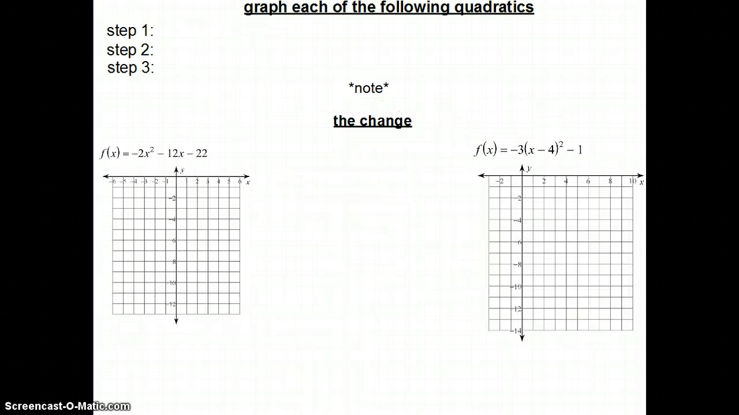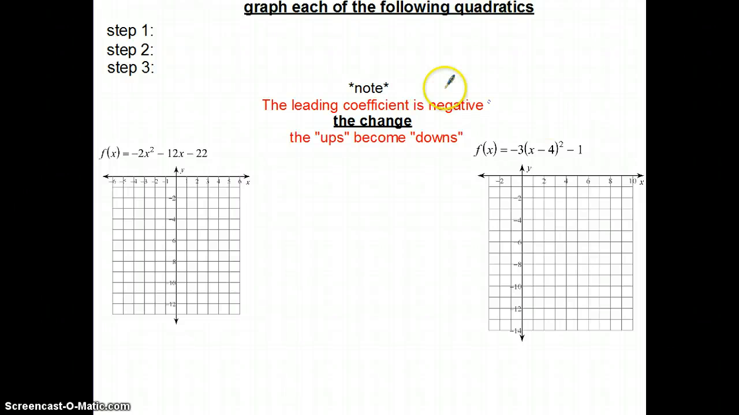The last thing I'd like to expose you to is what if your leading coefficient is not only something different than 1, but what if it's also negative? So notice, in both of these equations, my leading coefficient is negative. Well, what we've talked about before is that takes your parabola and makes it face downward instead of upward. So the only change here is that all of your ups are going to become downs. Other than that, everything remains the same.